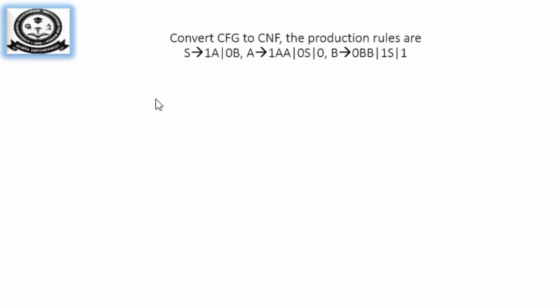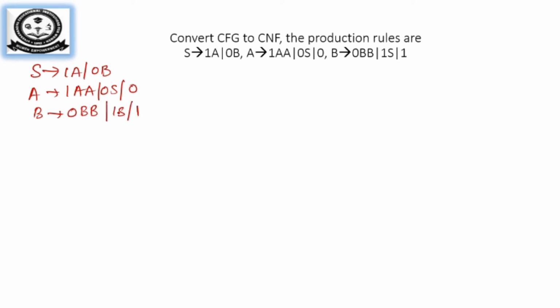So let us have another example. This is the grammar, so let me write the grammar over here. The grammar is S tends to 1A, 0B, and A tends to 1AA, 0S and 0, and B tends to 0BB, 1S and 1.